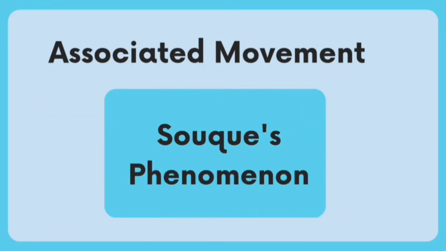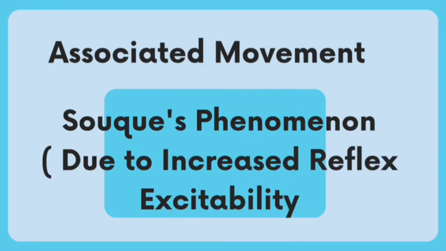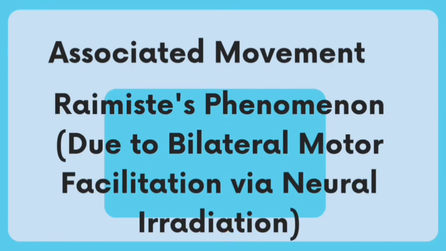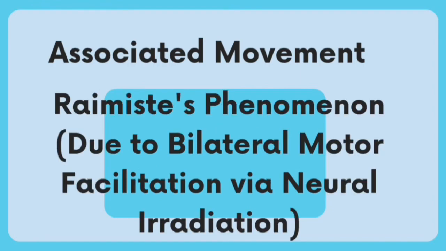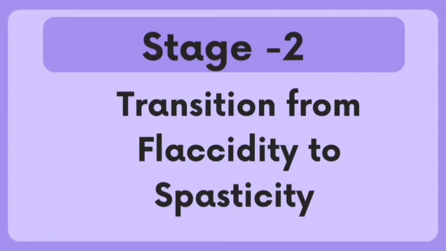Third, Souques's phenomenon. When the arm is gently lifted above shoulder level with the elbow straight, the fingers may open and move outward automatically. Fourth, Raimiste's phenomenon. When gentle resistance is applied to abduction or adduction of the sound limb, a matching motion may occur on the affected side without effort.